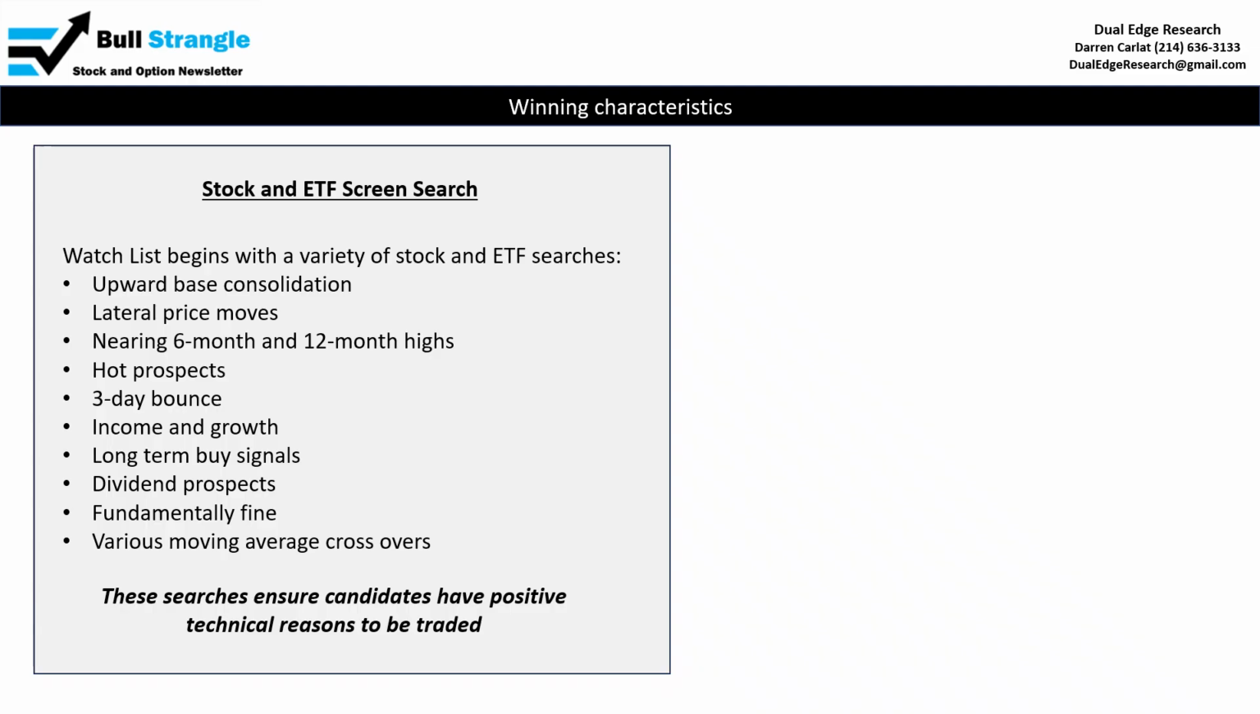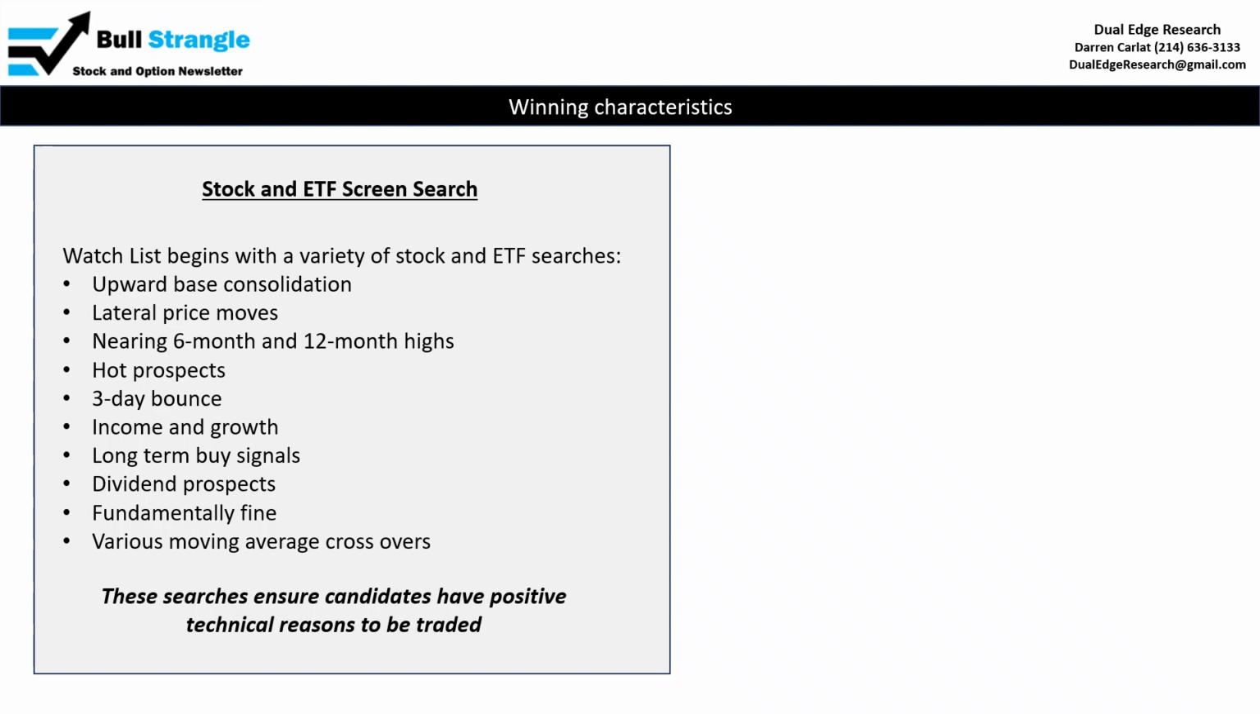And here is a partial list of the different searches that I complete. I'm not going to go through these in a bunch of detail, but the bottom line is I'm using these searches to ensure that candidates have a positive technical reason to be traded. So after completing these searches, I'm going to end up with, in many cases, well over 100 initial candidates to start with. And I'll describe to you later in this section how I take that initial list of over 100 candidates and whittle it down to about 20 stocks to put on the watch list.